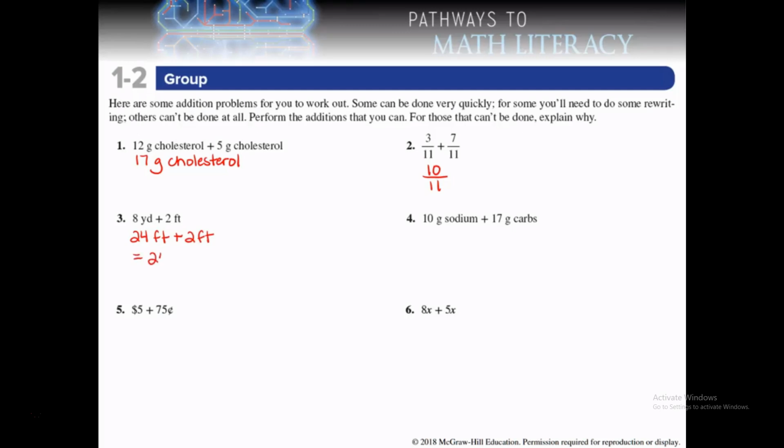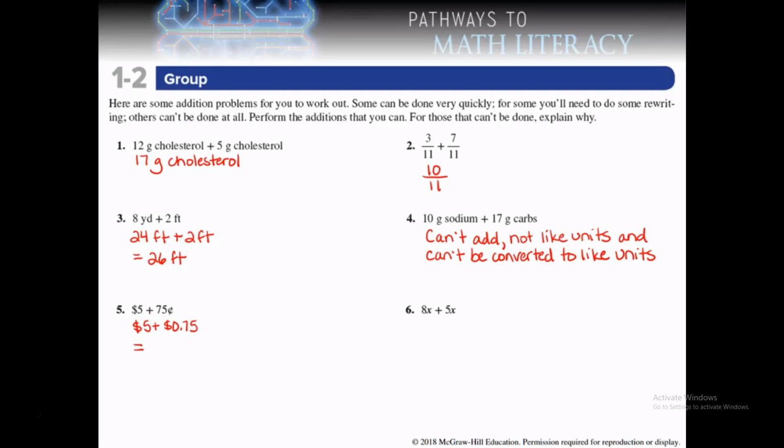In 4, 10 grams of sodium plus 17 grams of carbs. Well, those are counting completely different things. There's no way I can convert one into the other unit, so I will not be able to add those together. In number 5, we have $5 plus 75 cents. Well, we can convert that to $5 plus $0.75, and that would give us a total of $5.75. You could also have converted that into cents if you wanted to. In 6, 8x plus 5x.